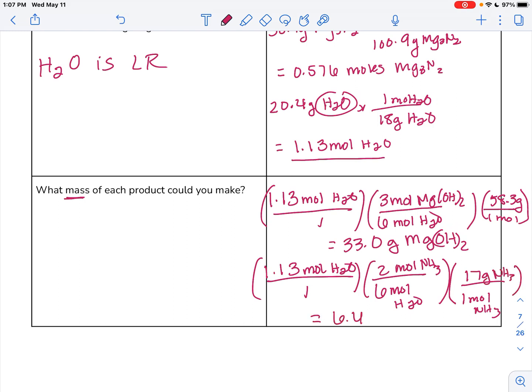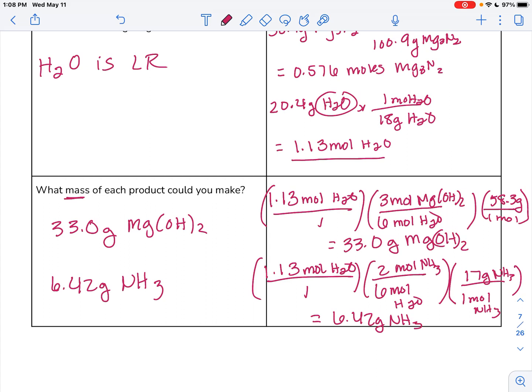And then that comes out to 6.42 grams of NH3. So our answers are like that. This is also what we call the theoretical yield.